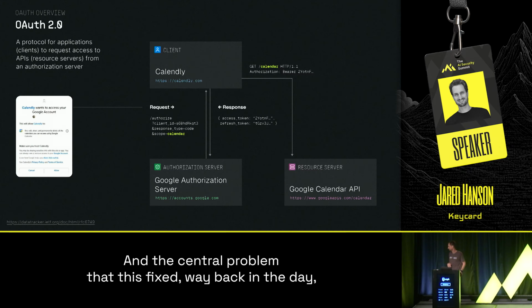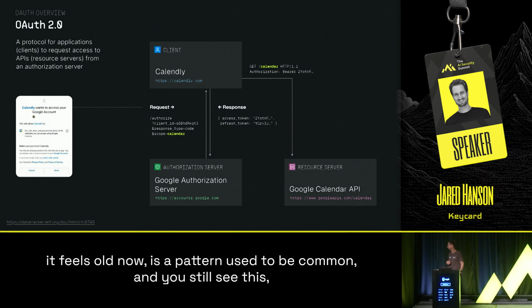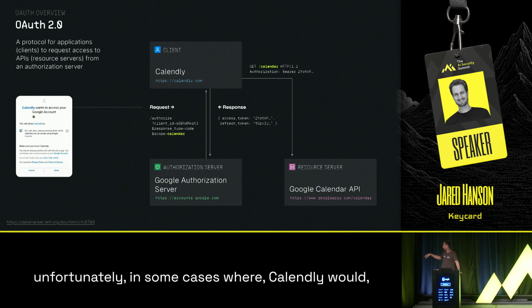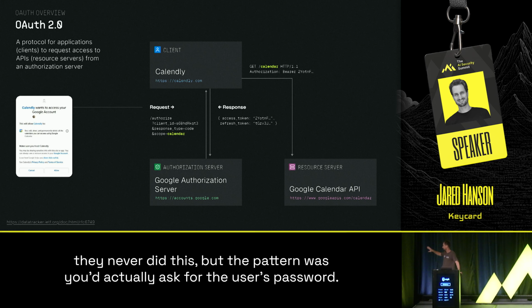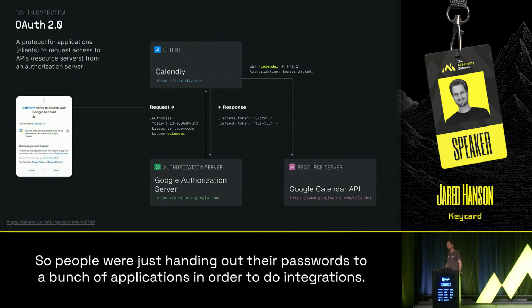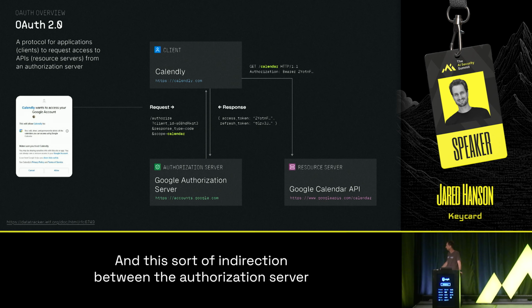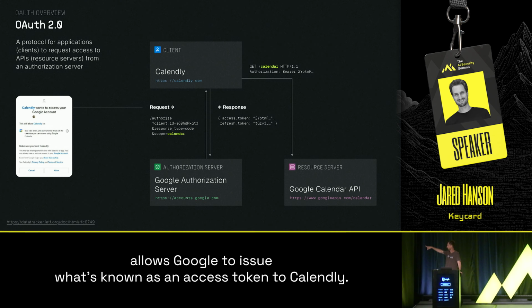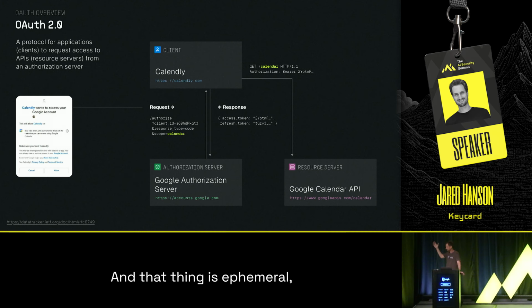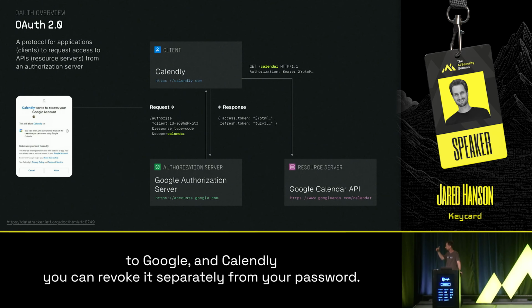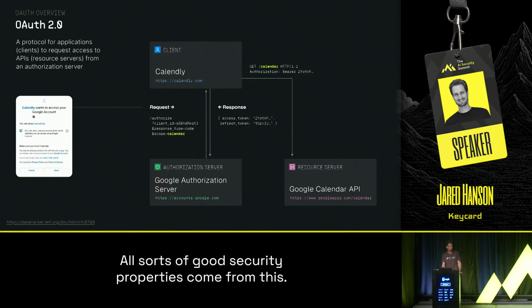The central problem that this fixed way back in the day, it feels old now, is that a pattern used to be common, and you still see this, unfortunately, in some cases. Calendly never did this, but the pattern was you'd actually ask for the user's password. So people were just handing out their passwords to a bunch of applications in order to do integrations, and now your password is everywhere, which is a big problem. This sort of indirection through the authorization server allows Google to issue what's known as an access token to Calendly. And that thing is ephemeral. It's not your password. It's unique to Google and Calendly. You can revoke it separately from your password. All sorts of good security properties come from this.